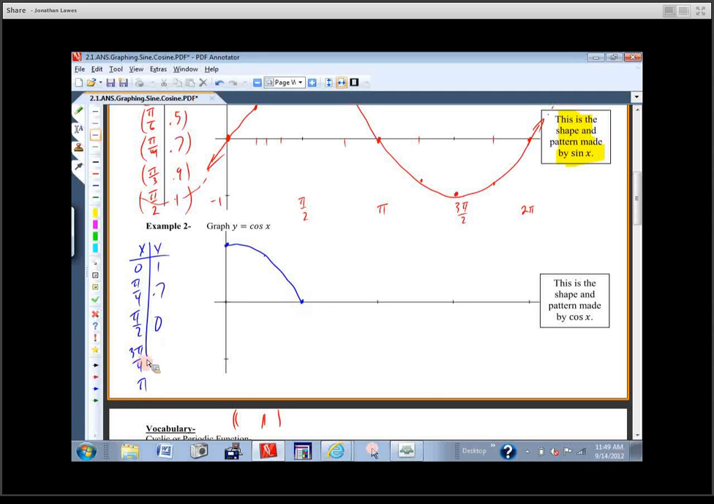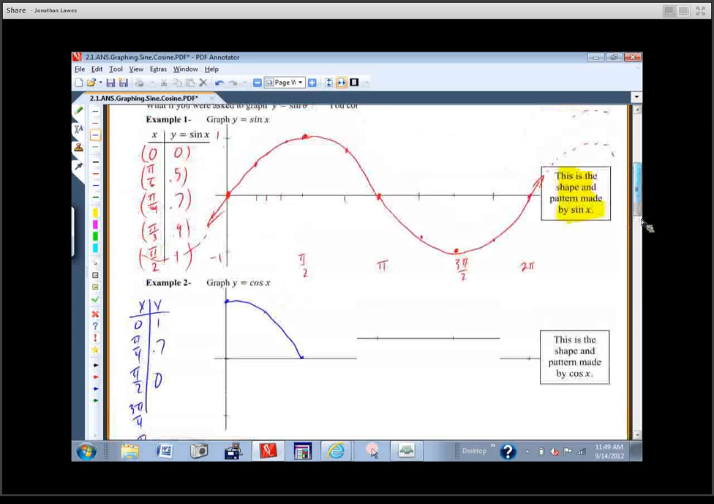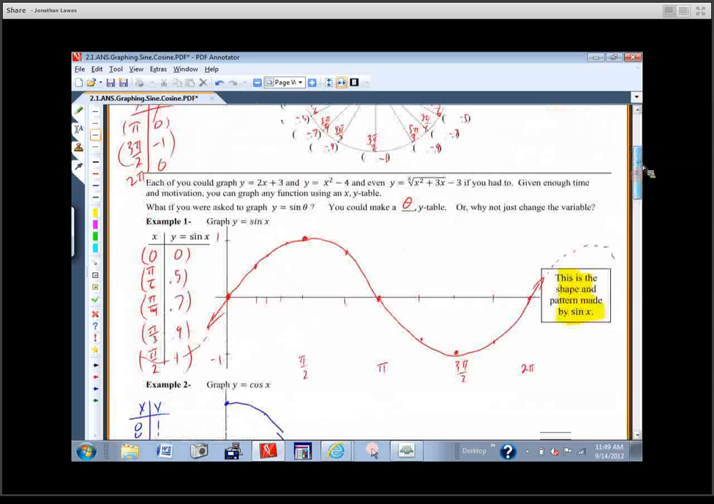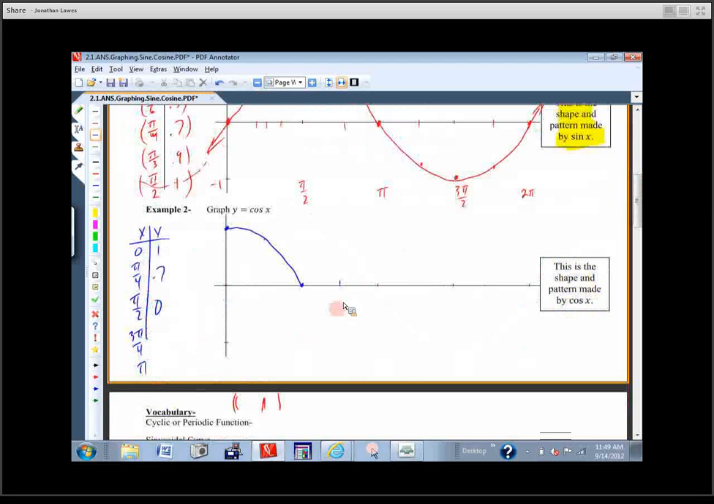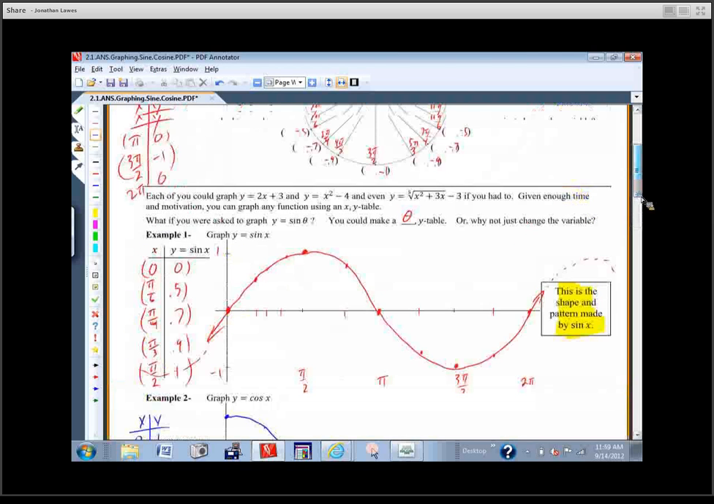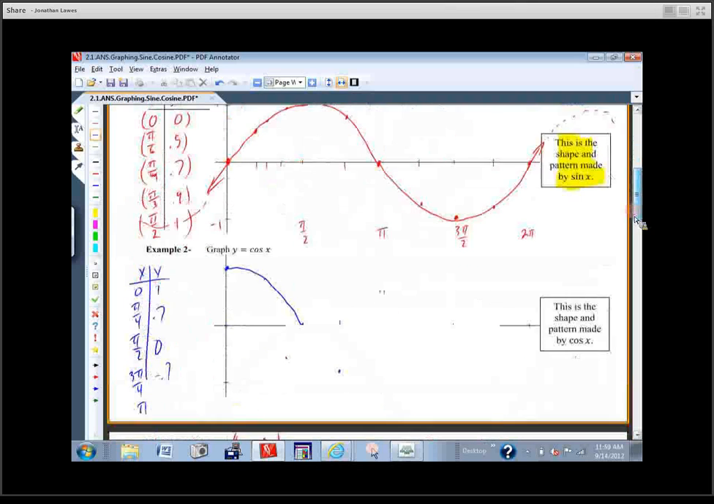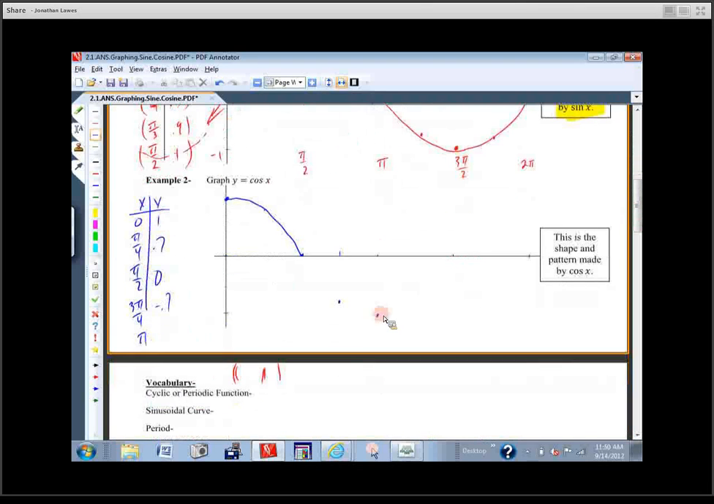What about at 3 pi fourths? Let's come back up here and take a look. What is the cosine of 3 pi fourths? It's -0.7. So that would be about right here. And at pi, what's the x-coordinate of pi? The x-coordinate at pi is -1. So the cosine of pi is -1. So that means the graph does something like this.